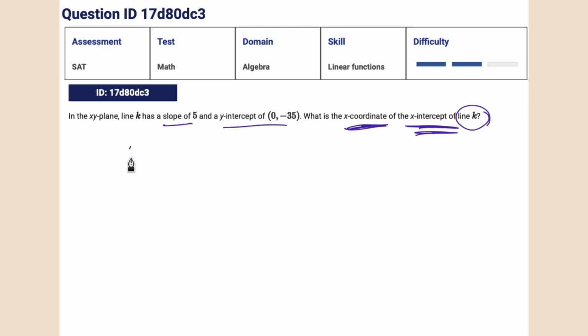So the general equation or function of a line is y equals mx plus b. And here the slope is m, and they have given it as 5. So let me write that here. y equals 5x plus the y-intercept, which is (0, -35).